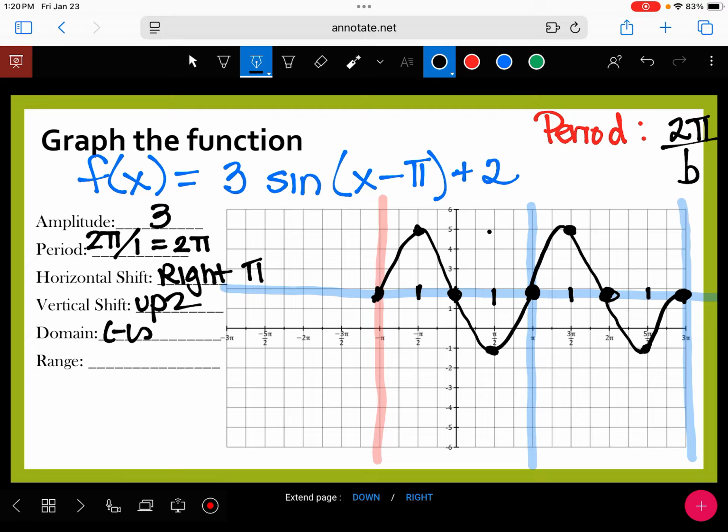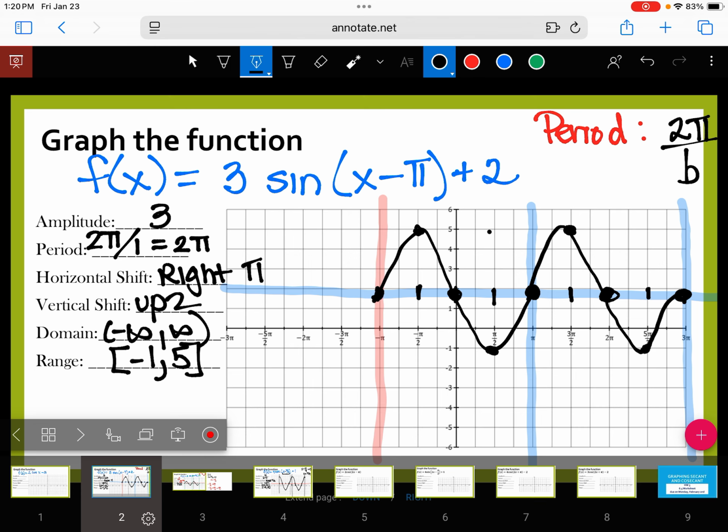My domain is all real numbers. And what's the bottom of my wave? -1. And what's the top of my wave? 5. All right, now let's go back to our note packet. Don't throw away that paper because we are going to have a lot more practice. Put that somewhere. If you want to staple it to the back of your packet, you can.